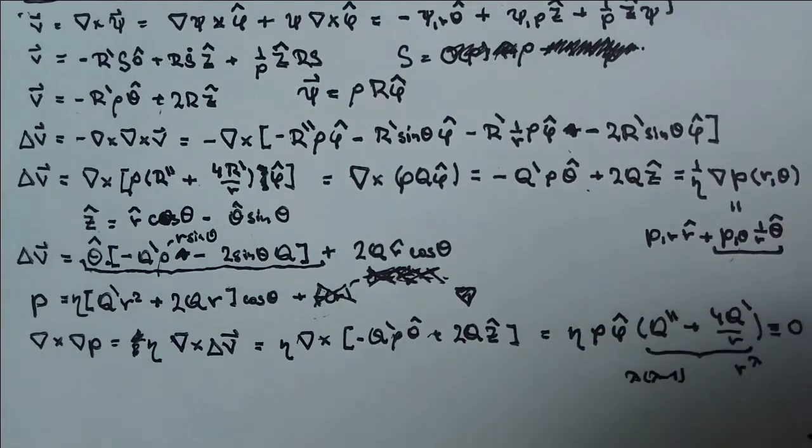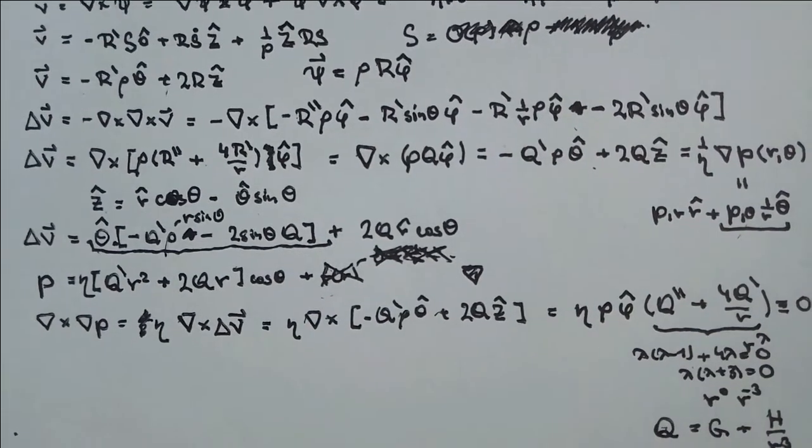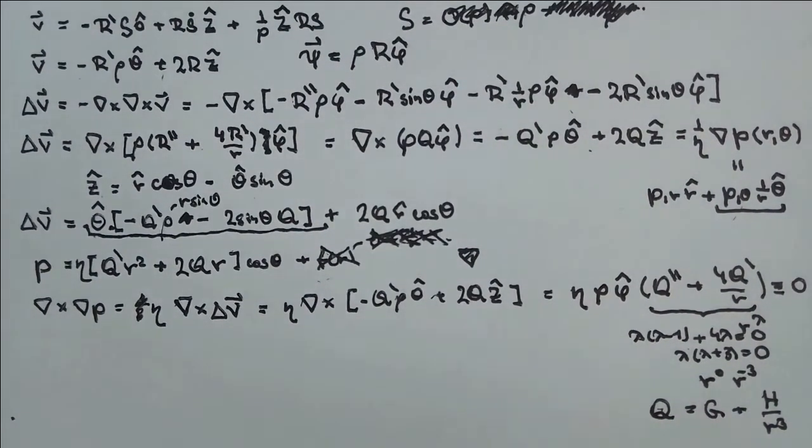lambda minus 1 from this part, because it's the derivative, lambda minus 1, and there is plus 4 lambda, which is just to be 0, so you will get this expression, lambda plus 3 is equal to 0. So there are two solutions, r to the 0 and r to the minus 3. So q has to be some constant g plus some constant h over r cubed. Oh, I'm sorry, this should be this.